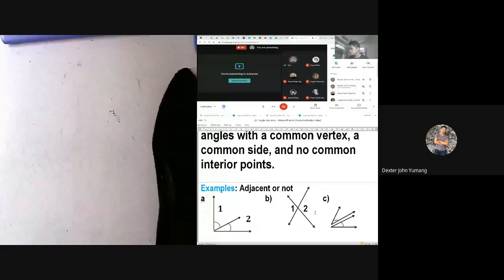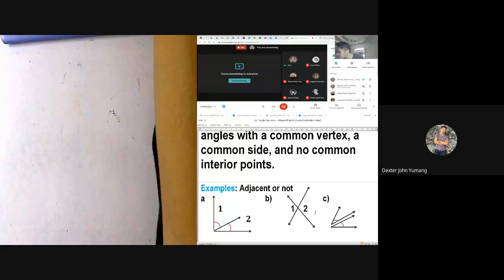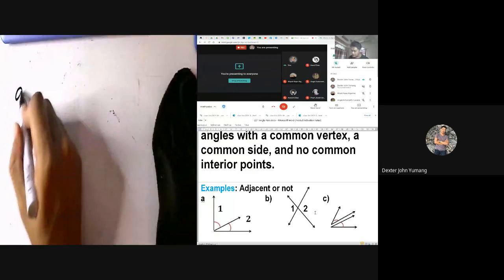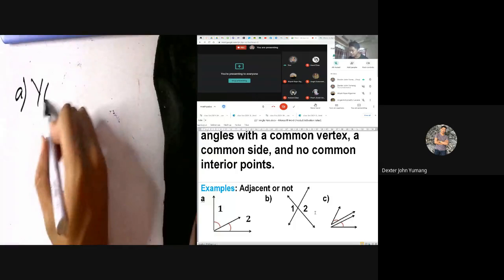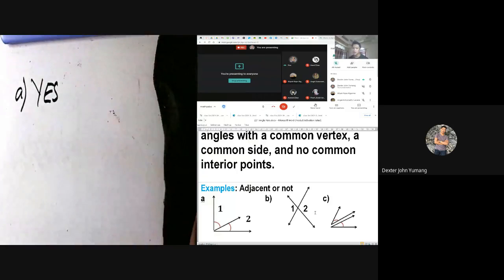Okay, others please. Carl is also yes. Asra is also yes. Matthew is also yes. So let's reveal the answer. For letter A, please copy the drawing, para meron din kayong example dyan sa inyong notebook. The answer there is yes. And the common vertex there is yung point na kung saan nagtagpo ang tatlong linya. Tapos yung common line, yung nasa gitna po.